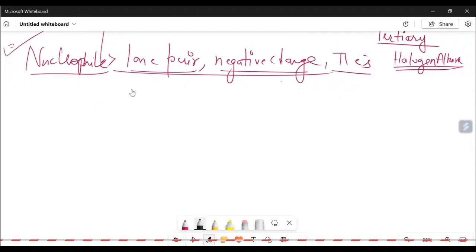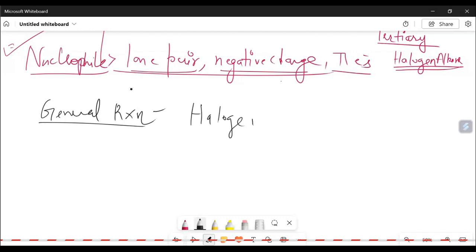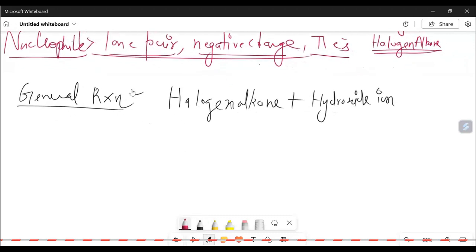Let's go with the example. The general reaction I'm going to write down here is halogen alkane plus hydroxide ion, any hydroxide ion. What is a hydroxide ion? OH minus. Mainly the hydroxide ion is OH minus. It can be KOH, it can be NaOH, anyone.